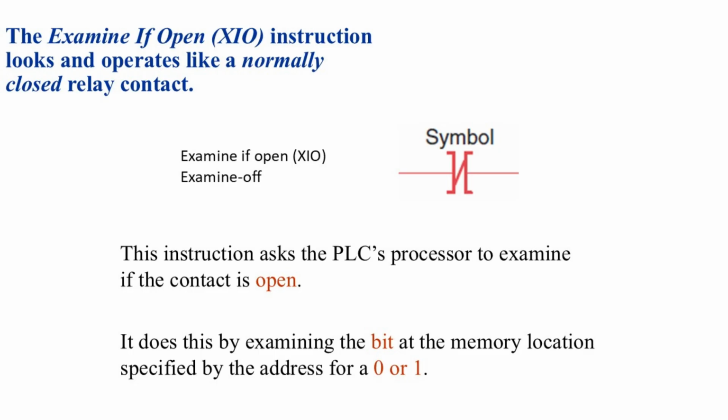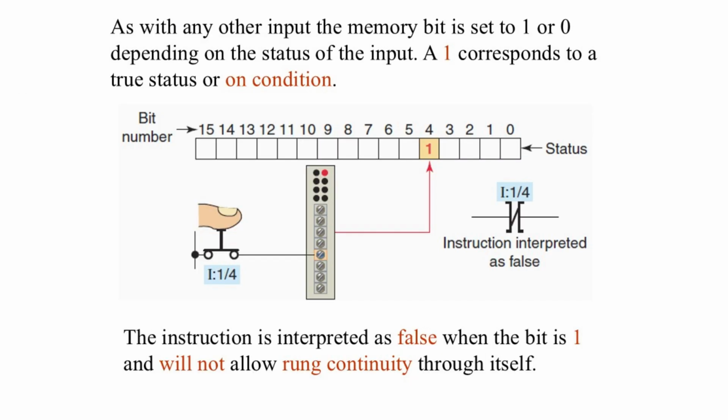XIO is commonly used for stop buttons, limit switches, or safety interlocks that are normally closed and open under fault conditions. This diagram shows how the examine if open instruction functions when the input signal is active. The input terminal labeled I1/4 represents a push button that is currently pressed. When the button is pressed, the input module detects voltage and stores a logic 1 in bit 4 of the input image table. The XIO instruction checks the status of this bit.